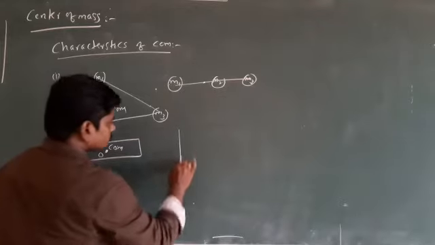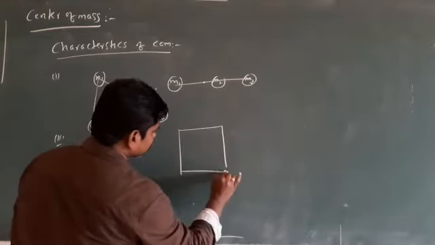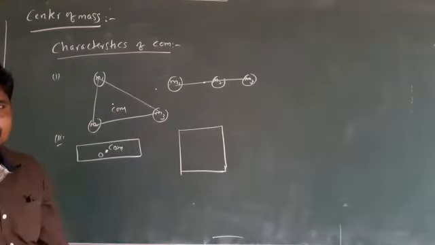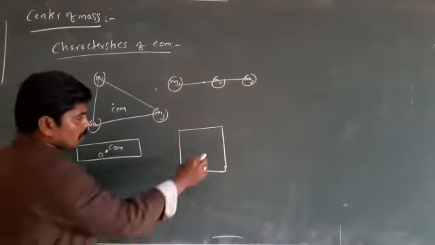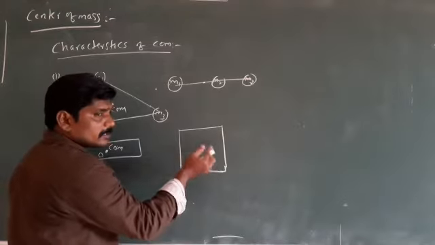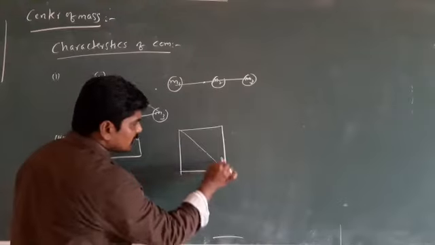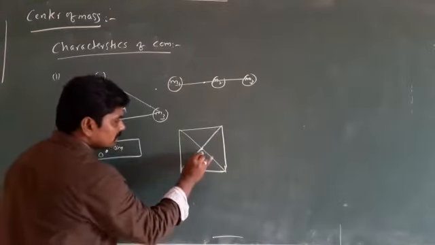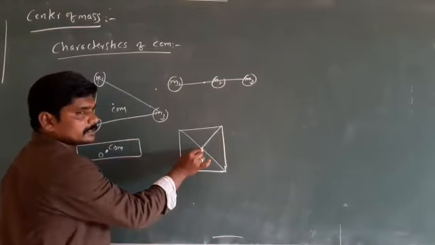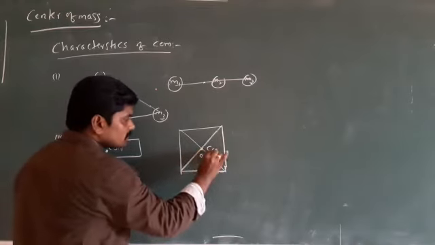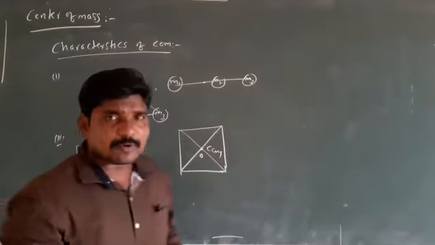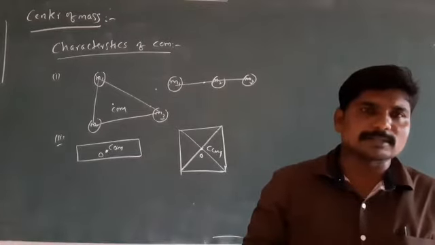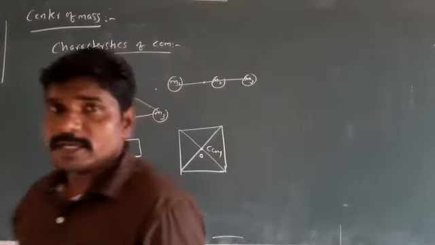For example, consider a square plate. This is also a uniform body, with mass distributed uniformly. Therefore, for uniform bodies, the center of mass is nothing but the geometrical center. Now what is the geometrical center? The center of this square plate is the intersection point of the diagonals. This is the geometrical center of the square plate, and it is nothing but the center of mass. Like this, for uniform bodies, the center of mass is the geometrical center. For non-uniform bodies, the center of mass is nearer to the heavier side mass.